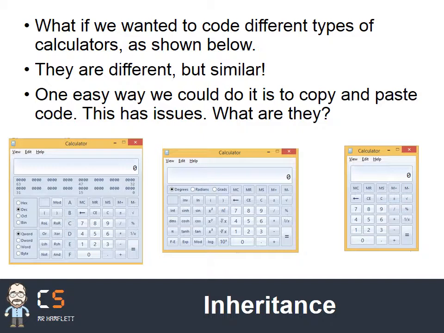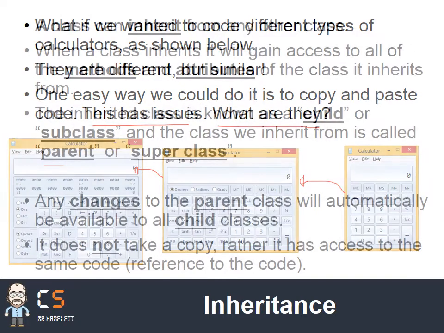If I coded one of the calculators, let's say the one on the right, it makes sense that I could potentially just copy and paste the code to create this one, and then maybe copy and paste the code to create that one. Nice and simple idea, but this will have some problems. Can you think about what problems I might have if I just simply copy and pasted the code?